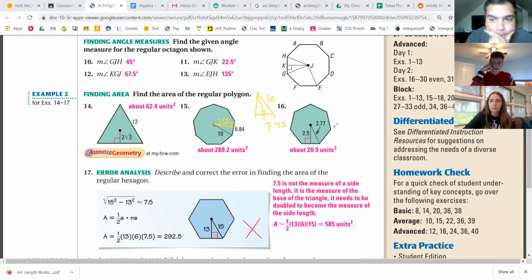Search with a P. Oh, Pythagorean theorem. Good, both of you. Pythagorean theorem. So we're going to do a squared plus b squared equals c squared.